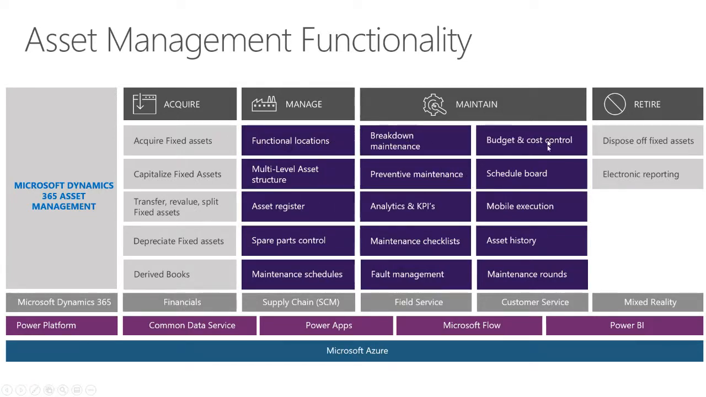And then all these purple boxes are the new functionality we have added as part of the asset management module, which allows you to define your functional locations, define a structure of an asset, and then schedule maintenance and create your work orders, maintenance checklists, and maintenance rounds. There is also a mobile app where a technician can look at the work orders assigned to him, go and execute on the work orders, and update the work order state from a mobile device.